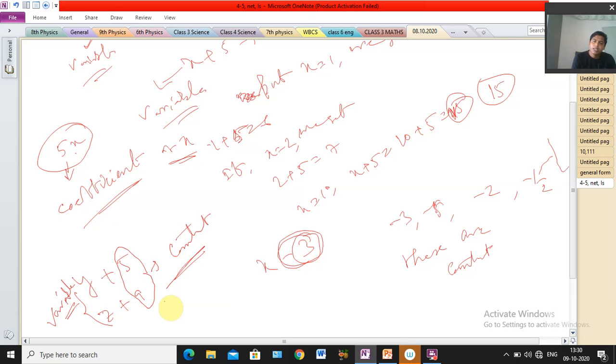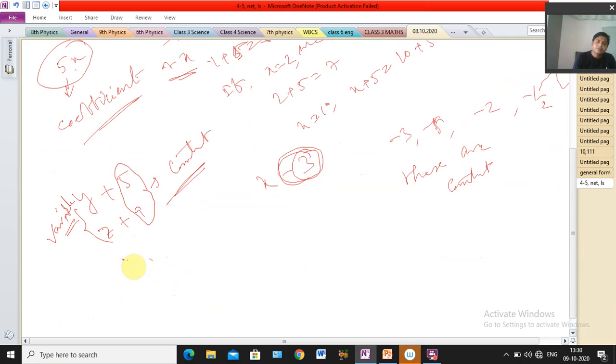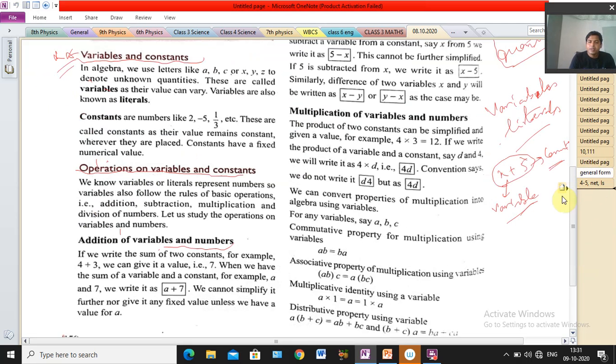Variable and constant, clear? And operations also we can use. Here we are using plus, we can use subtraction also. Y minus 5, here also z minus 9, like that. We are using various types of operations in various cases: plus, minus, subtraction, multiplication, division. Up to this one clear? Okay, next.